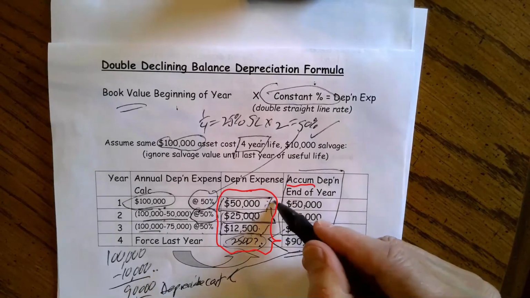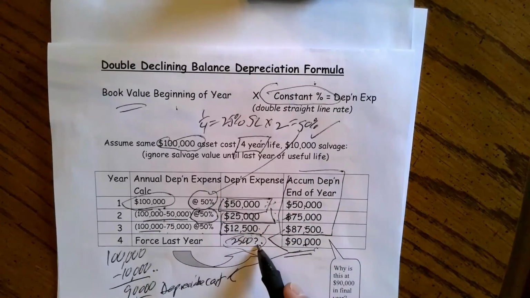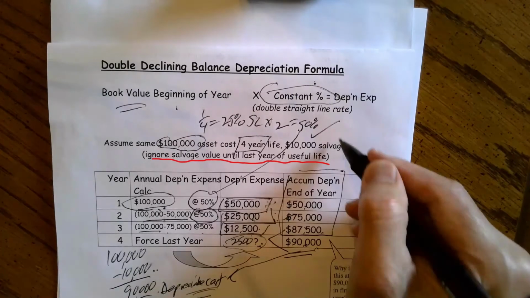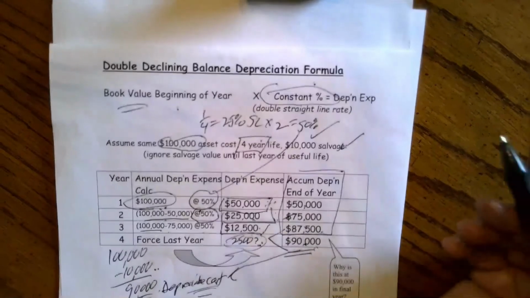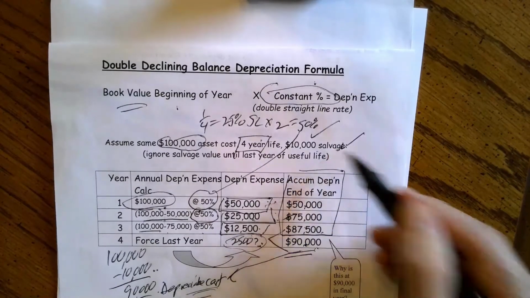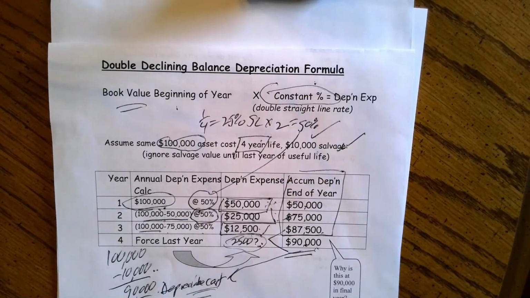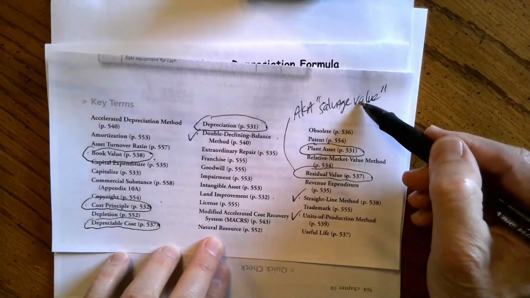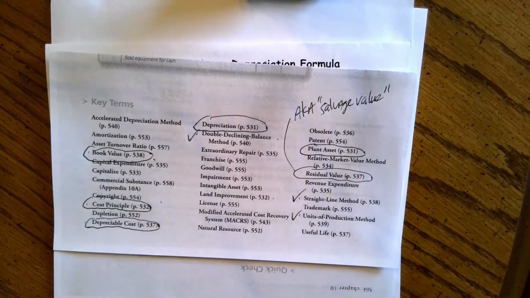Up to that point, we don't look at that until the last year under the DDB method, because we cannot depreciate more than its depreciable cost of $90,000 based on this assumption. The chapter also calls this residual value, salvage value, same thing. Terms of residual value, salvage value, interchangeable.